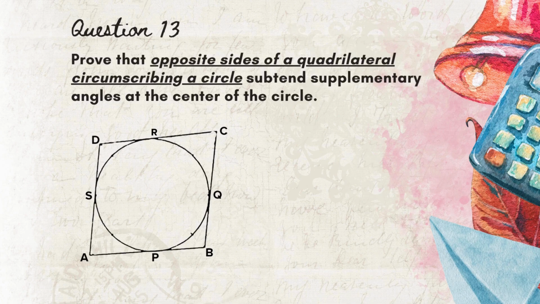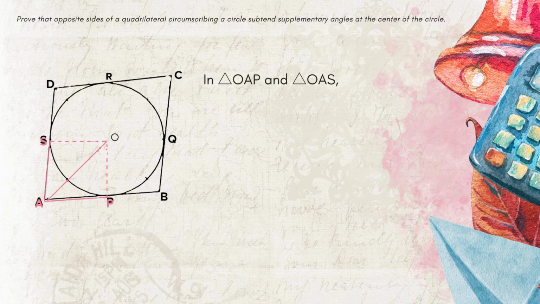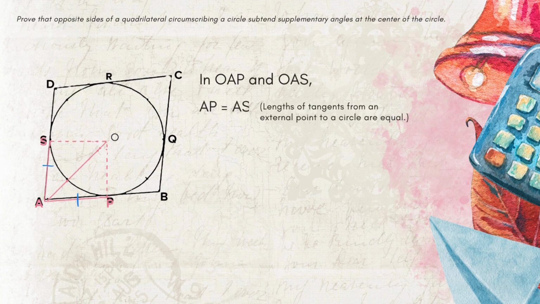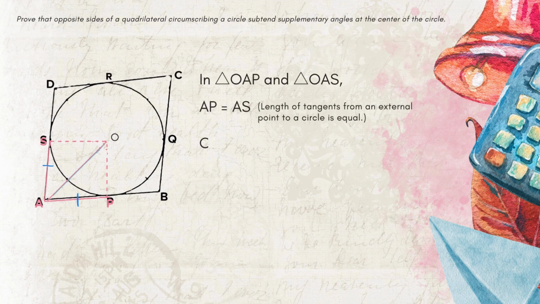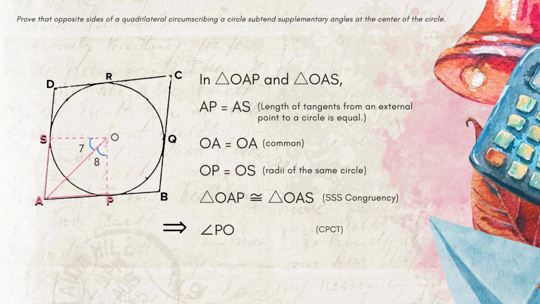Question 13. Prove that opposite sides of a quadrilateral circumscribing a circle subtend supplementary angles at the center of the circle. In triangle OAP and triangle OAS, AP is equal to AS. These are tangents from the same point A. OA is common. OP is equal to OS as these are the radii of the same circle. So, by SSS congruency, triangle OAP is congruent to triangle OAS. Hence, angle POA is equal to angle AOS by CPCT.